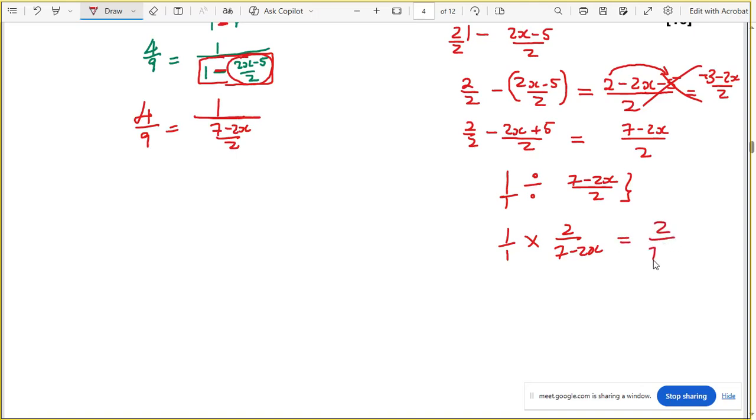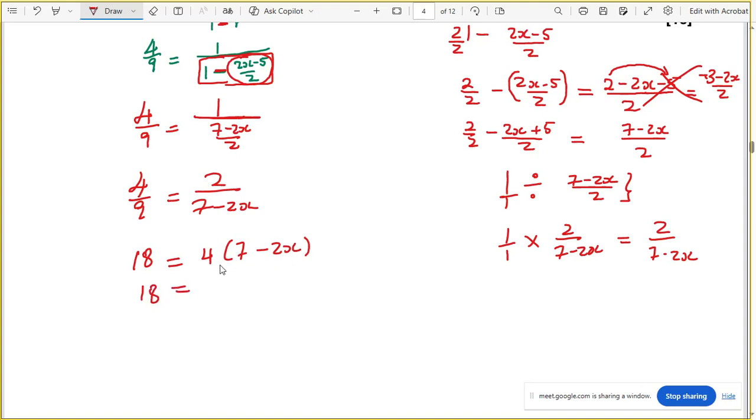Which is just 2 over 7 minus 2x, meaning that we can take the 4 over 9 and equate that to 2 over 7 minus 2x. Then let's solve. We cross multiply. 2 times 9, 18. We take the 4 and multiply by 7 minus 2x. Next step, multiply out the bracket with 4. 4 times 7 is 28, because it's 7, 14, 21, 28. Therefore, minus 4 times 2, that's 8, so this will be minus 8x. Bring the 28 to this side to be negative. So this is 18 minus 28 minus 8x.